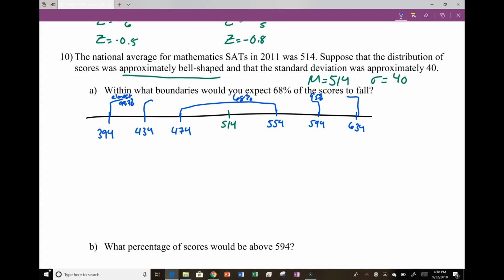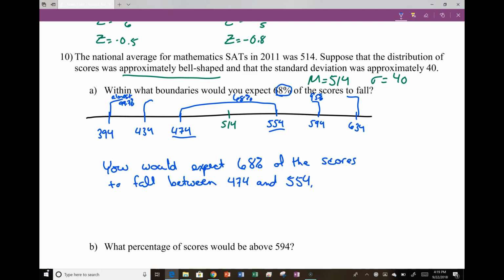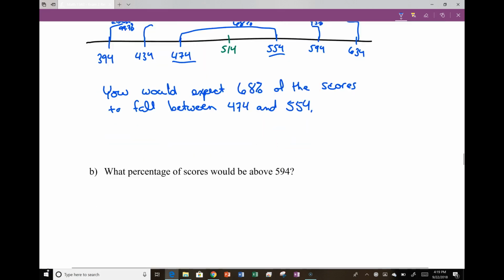So within what boundaries would you expect 68% of the scores to fall? Well, 68% of the scores will fall between 474 and 554. So you would expect 68% of the scores to fall between 474 and 554.